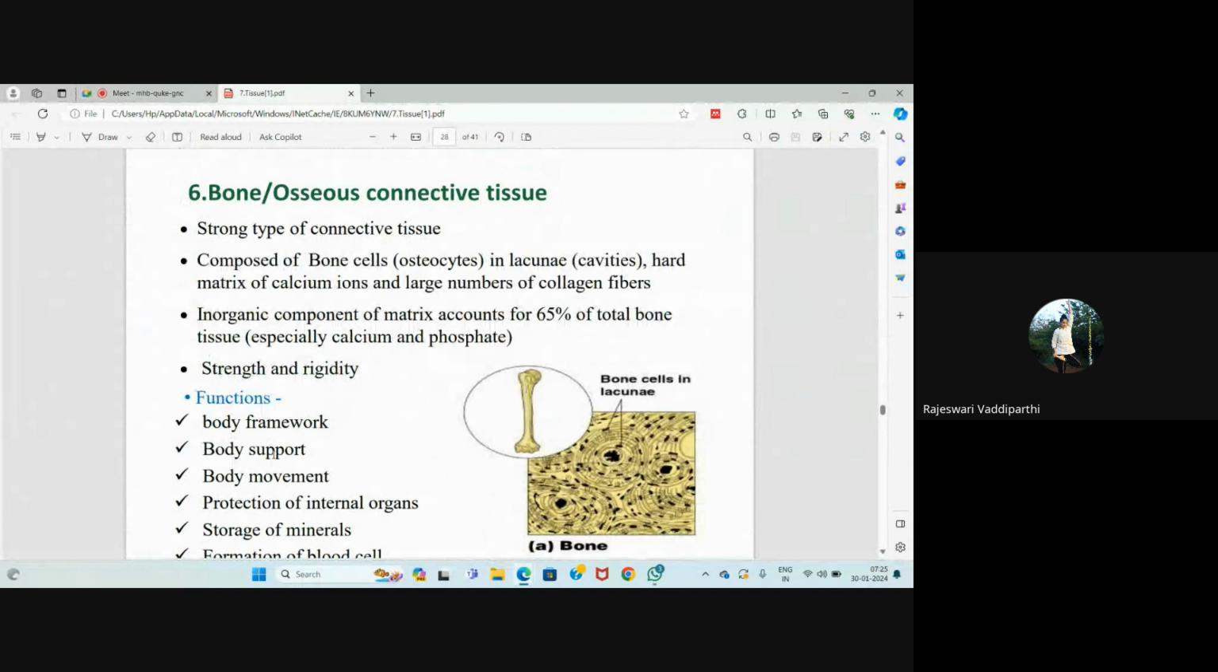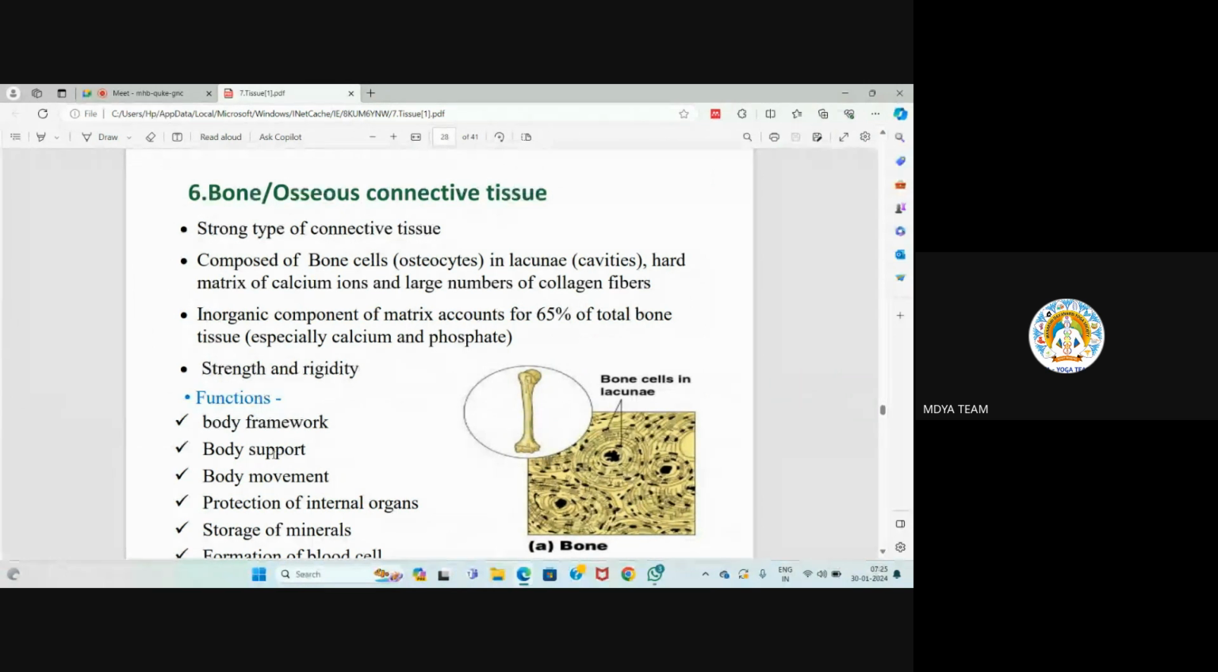Yes. Now we will move to bone, bone connective tissue or osseous connective tissue. Strong type of connective tissue. So bones are, you all know, hard. They are made up of calcium, phosphorus. So they are hard, as our teeth are very hard. Not as hard as teeth, but bones are also very, very hard as compared to other tissues.